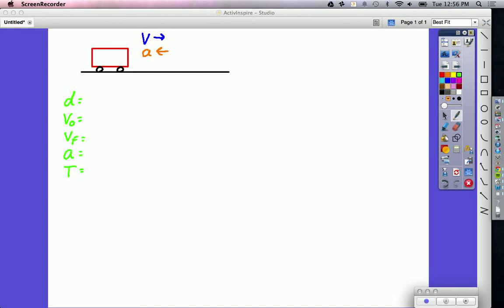Driving down the road going 20 meters per second, the driver sees a stop sign up ahead and hits the brakes, stopping the car in 50 meters. What is the acceleration of the car while it's slowing down?